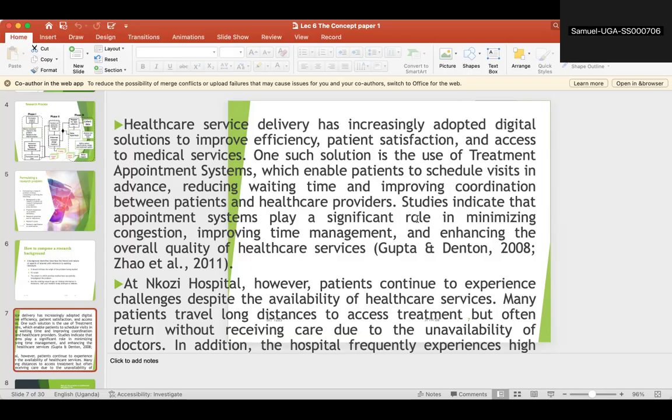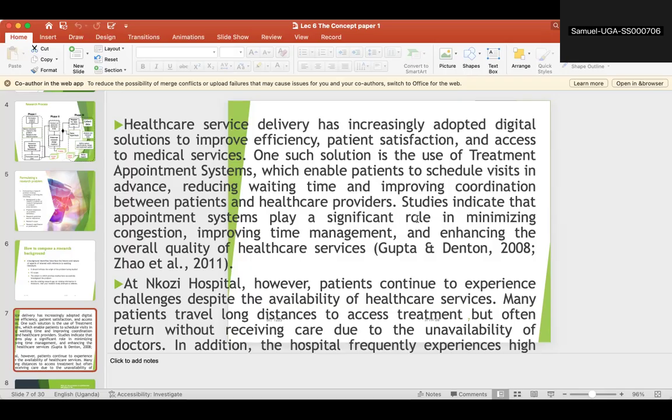Treatment appointments what? Systems. Very good. Which enable patients to, they mention some of the advantages that come with such what? Solutions. Very good. Continue. Which enable patients to schedule visits fast, reducing waiting time and improving coordination between patients and healthcare providers.